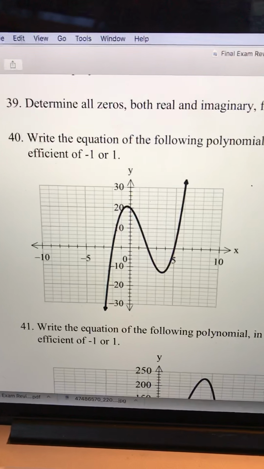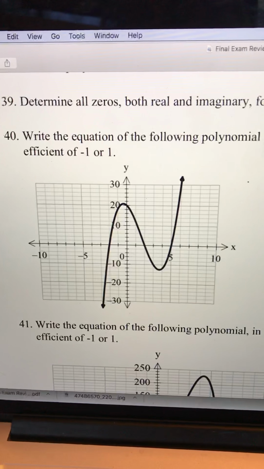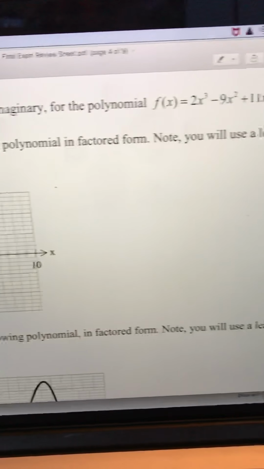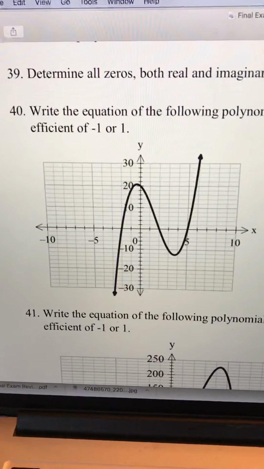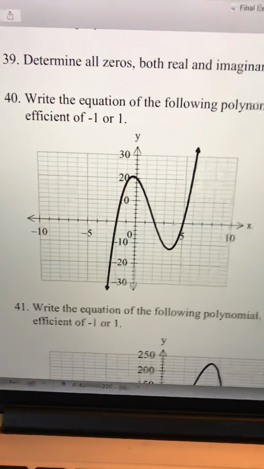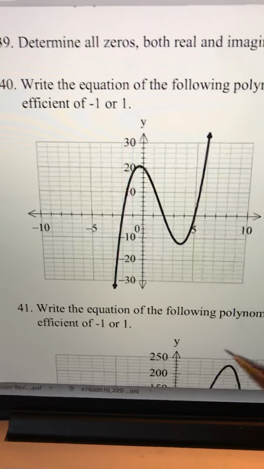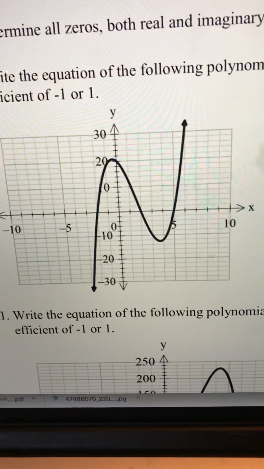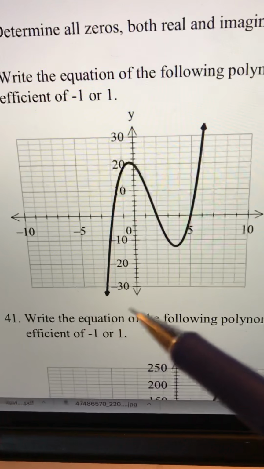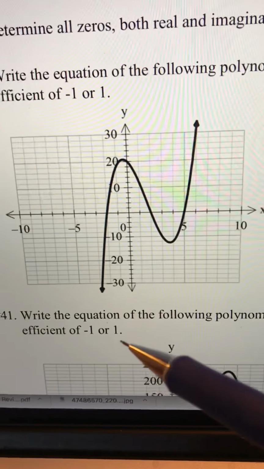Number 40 says write the equation of the following polynomial in factored form. Note you will use a leading coefficient of -1 or 1. Okay, so that means all we really need to do is look at the x-intercepts, which correspond to the factors, and the end behavior, which corresponds to whether the leading coefficient is positive or negative.